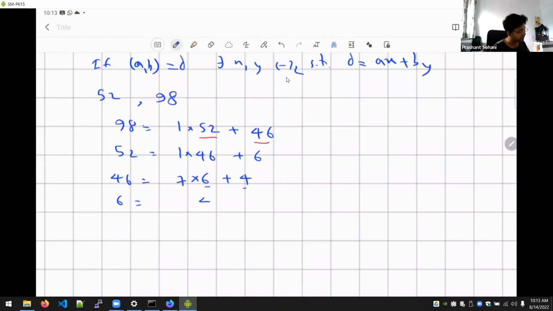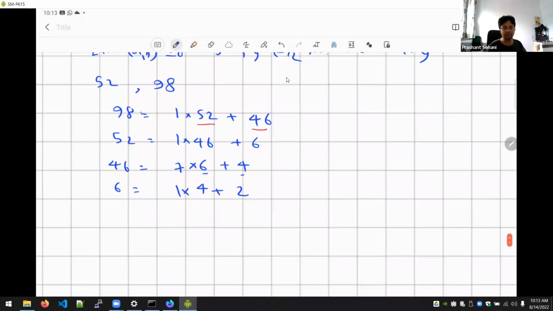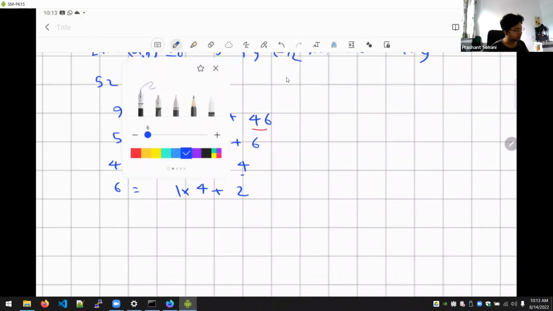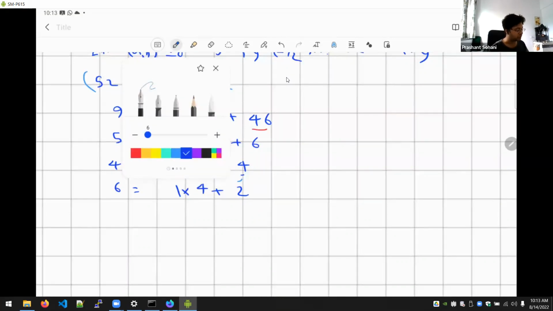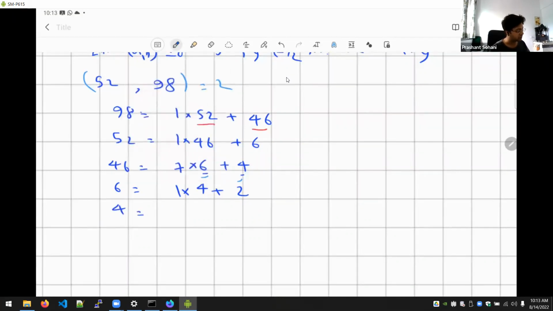So now 6 and 4 are my new pair. You can stop at any time once the numbers are small enough that you can get the GCD. Here we already know that the GCD of 6 and 4 is 2. So if you only want the GCD, we can stop here and declare the answer is 2. But here we want to find a linear combination as well, so I am continuing with this pattern. The last step is 4 is equal to 2 times 2 plus 0. So this is where we stop.